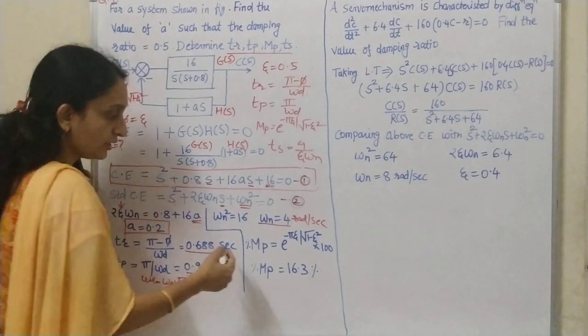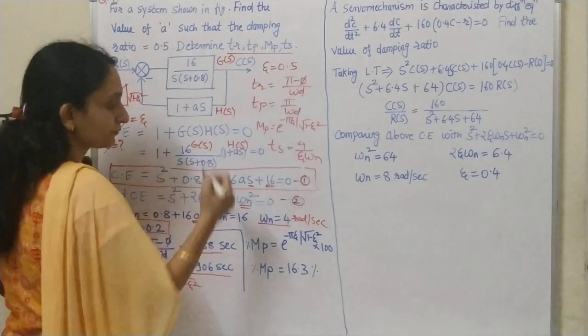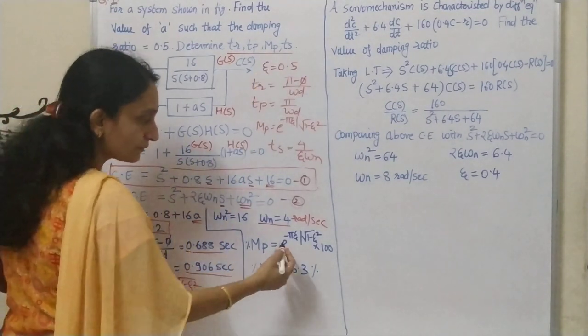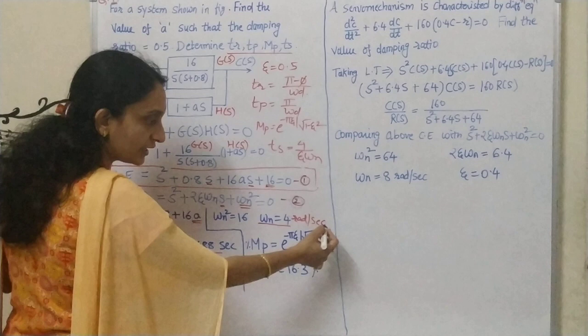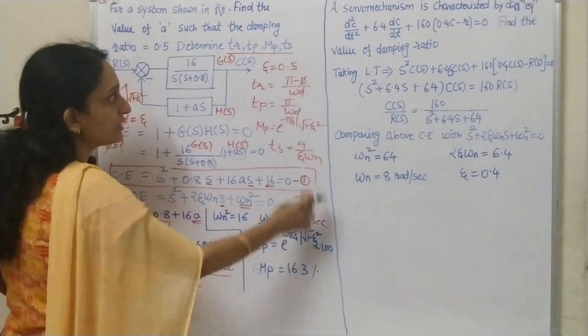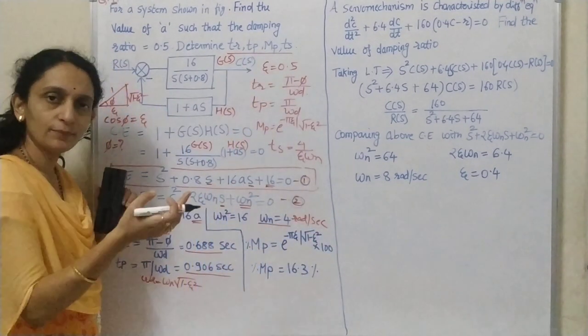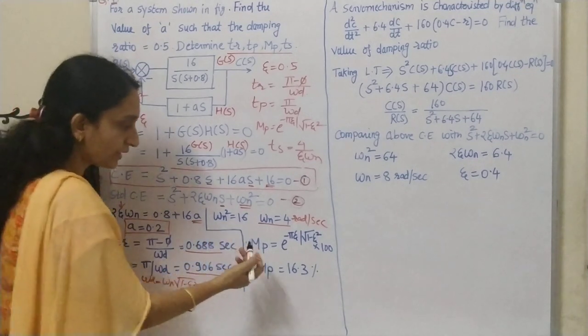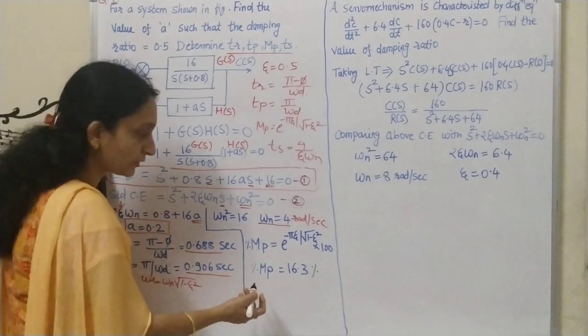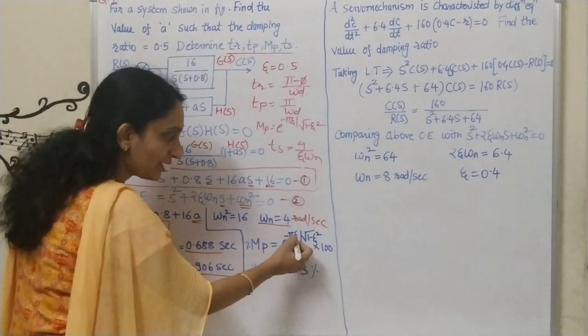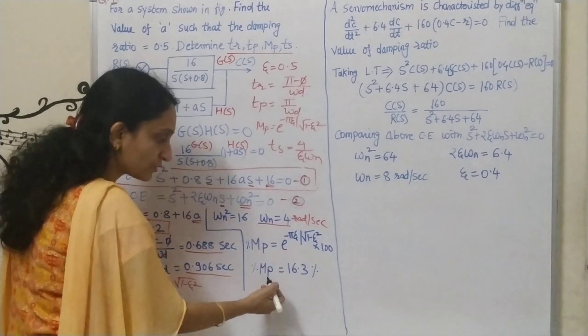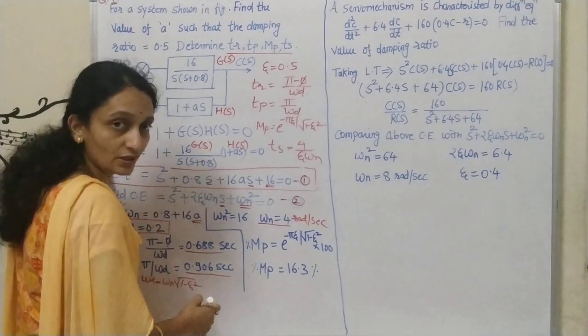Next, you need to calculate MP. MP is equal to e to the power minus pi zeta under root of 1 minus zeta square. Here MP is asked, so you can calculate MP, or if you need percent MP, multiply it with 100. Zeta is given, put the value of zeta as 0.5, then calculate. So MP we are getting as 16.3%.